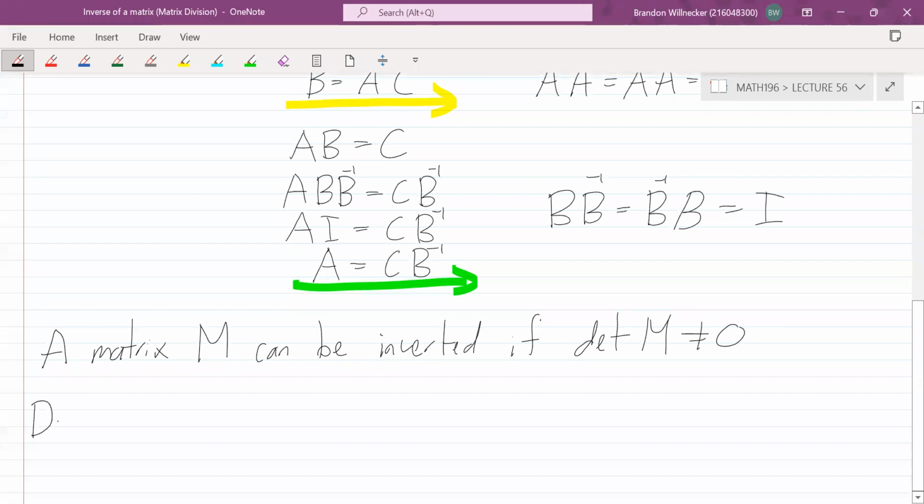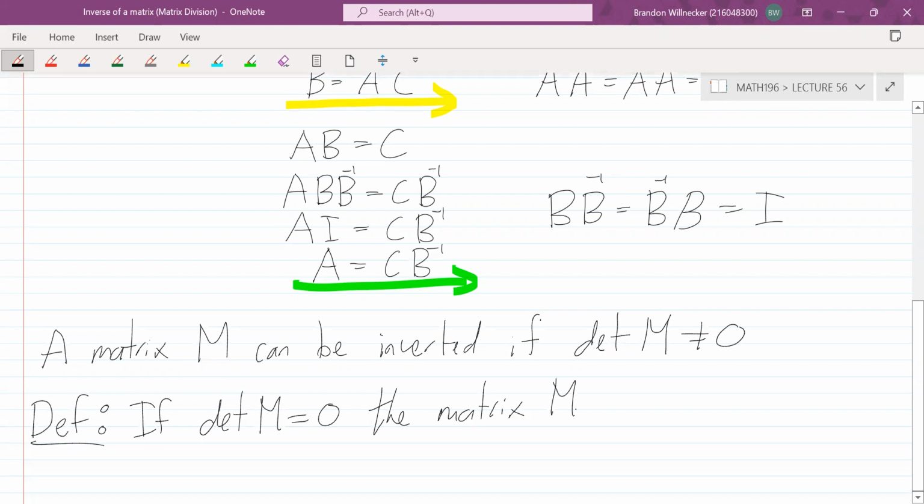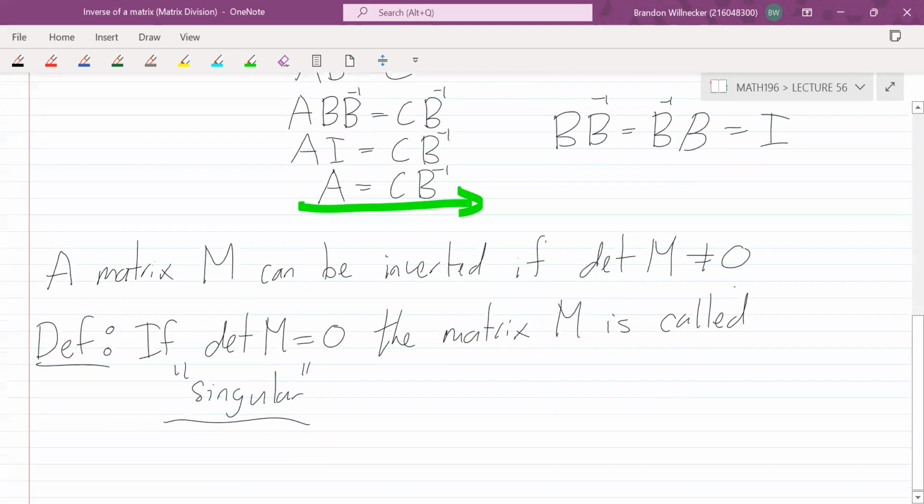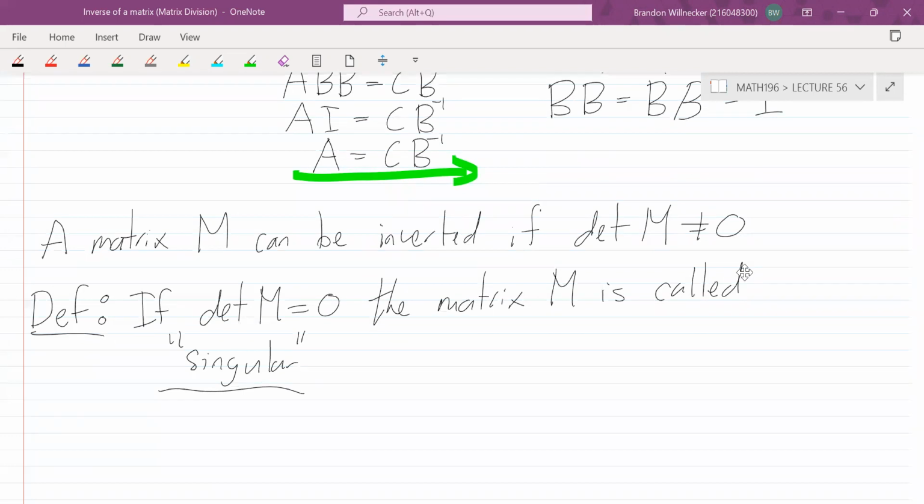Okay, and then just a little bit of terminology. If the determinant of M is equal to 0, the matrix M is called singular. Okay, you might see that come up. So non-invertible matrices are sometimes called singular matrices. So we just check the determinant. If the determinant is non-zero, then we can go ahead and find the inverse.